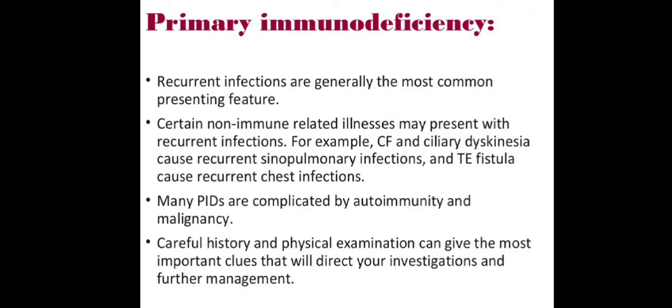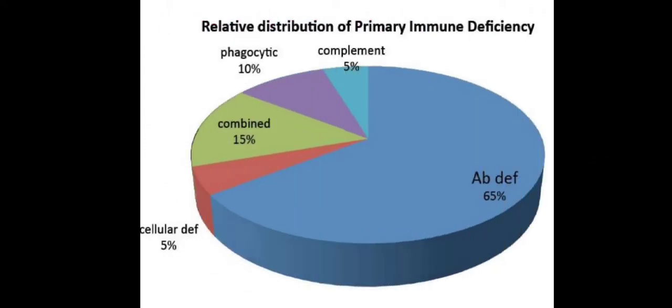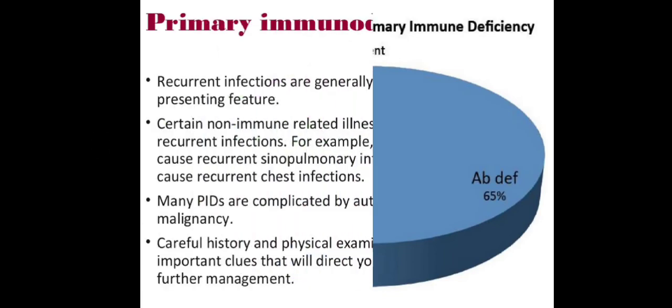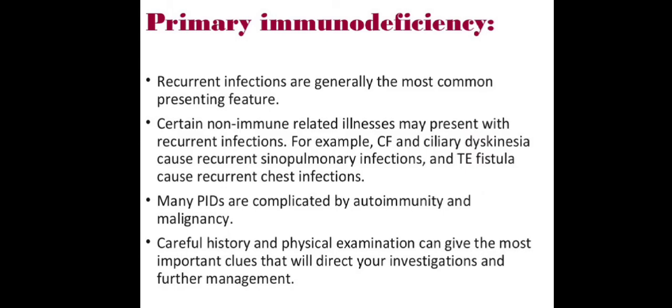So what is the special characteristic of primary immune deficiency? They present with autoimmunity as well, as well as with some malignancies. So careful history and physical examination will be of more help.